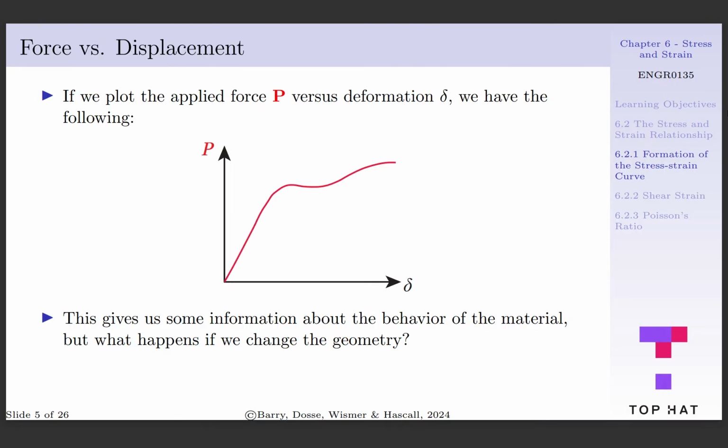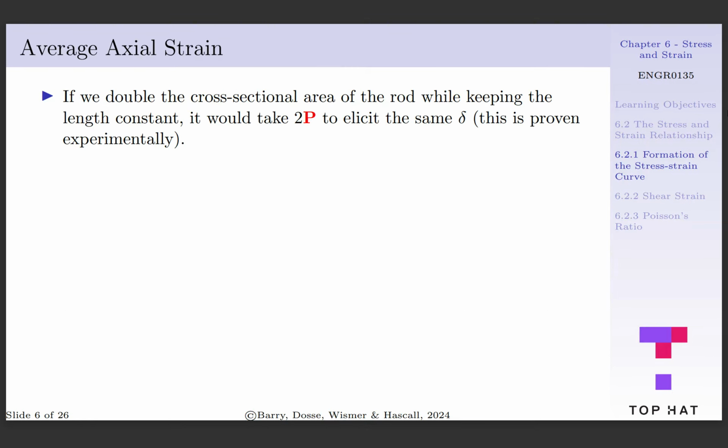This tells us about the behavior of the material as a function of the applied load, but what happens if we change the geometry of the bar? For instance, if we double the cross-sectional area, we'd have to apply 2P to elicit the same deformation. This makes sense theoretically, and we can prove this experimentally.